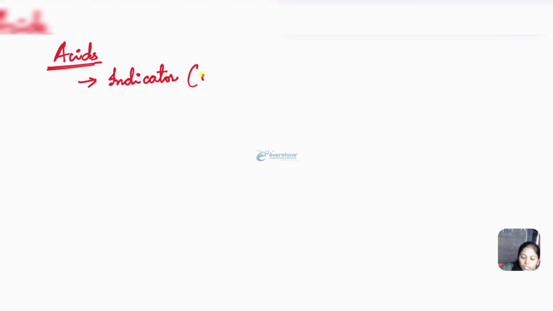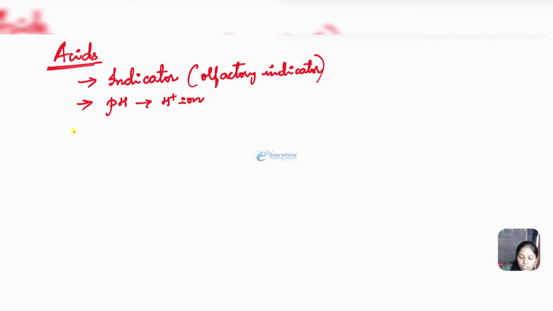Okay, so we have covered important topics in acids. In acids, an important topic is indicators. In indicators, you should study olfactory indicator, which is an indicator that changes its smell in acid and base. Then you should know about pH. pH is a measure of H+ ion concentration. And the pH scale ranges from 0 to 14.